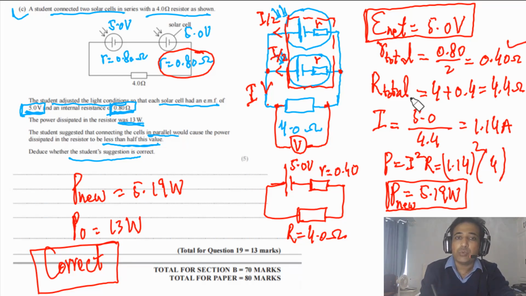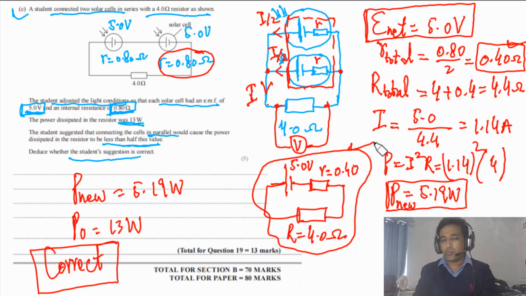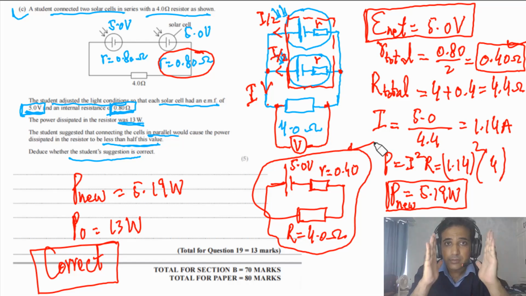What is the total resistance? We can replace this with an equivalent circuit. So the EMF is 5.0. What is the net internal resistance? The total internal resistance is 0.40. Now we simply have to solve this circuit. So this is how we can answer questions when cells are connected in parallel.